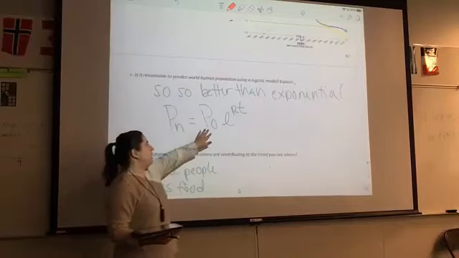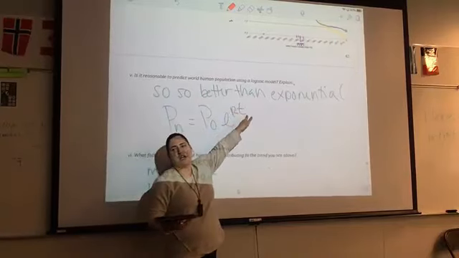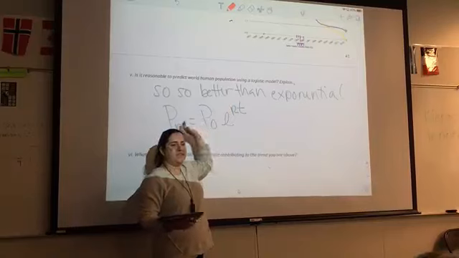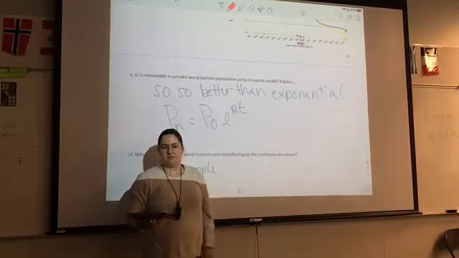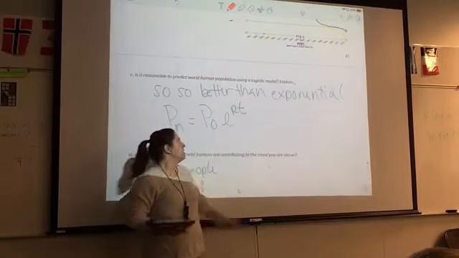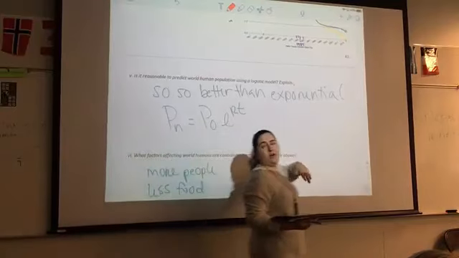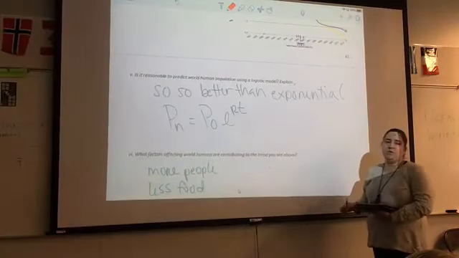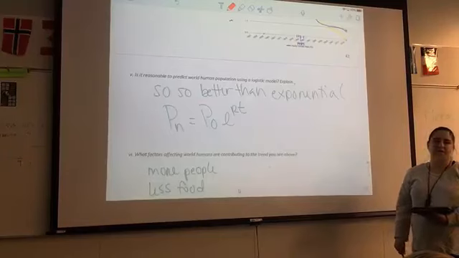Okay, initial population, e to the rate times time. This is the one, or the base one, that scientists tend to use. They use logistics, but this is also a really common one. And you'll find it later. We won't use it in this class, although it's very close to what we've done.